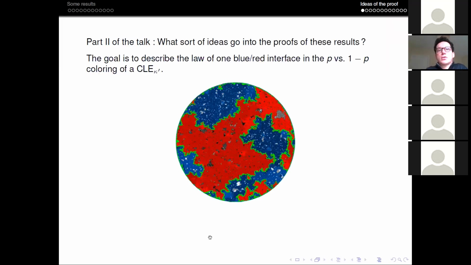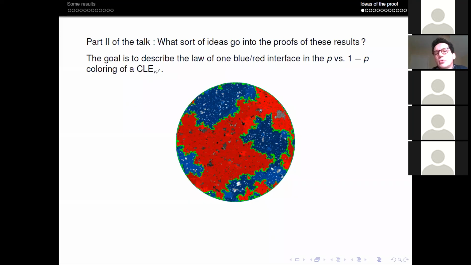So the first remark I want to make is that in both cases, the goal somehow is to look at this picture where you start with a CLE kappa prime, which is a continuous model of a collection of loops. Then you color them, and then you look at the interfaces between blue and red, which are these green curves that you get there. Now, in both cases, it is all about describing the law of this green interface.